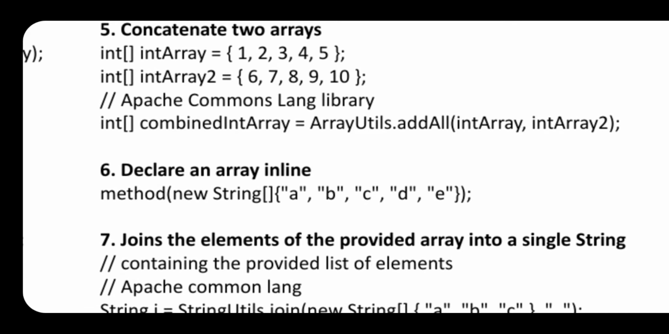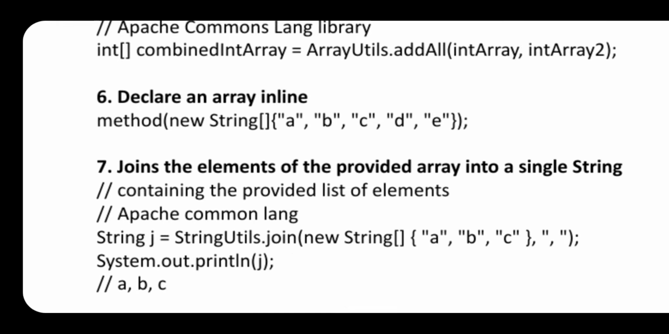Then declare an array in a line. Now here you are going to define the statements within a single line. In the previous examples that you have seen, you first declare, then afterwards you initialize. That can be easily done by using what?